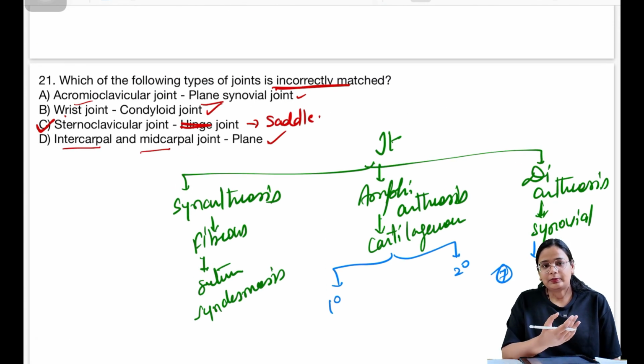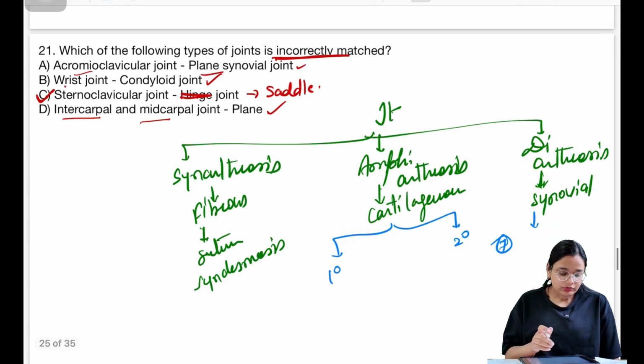Ellipsoid joints include the atlanto-occipital joint, the wrist joint and the knuckle joints. Condylar joints are mainly the knee joint and the TMJ, temporomandibular joint. Pivot joint is the atlanto-axial joint. Hinge joints are the elbow, ankle and interphalangeal joints. Plain joints are those which are very less mobile synovial joints. This includes acromioclavicular, costotransverse, costovertebral and sternocostal joints, okay.